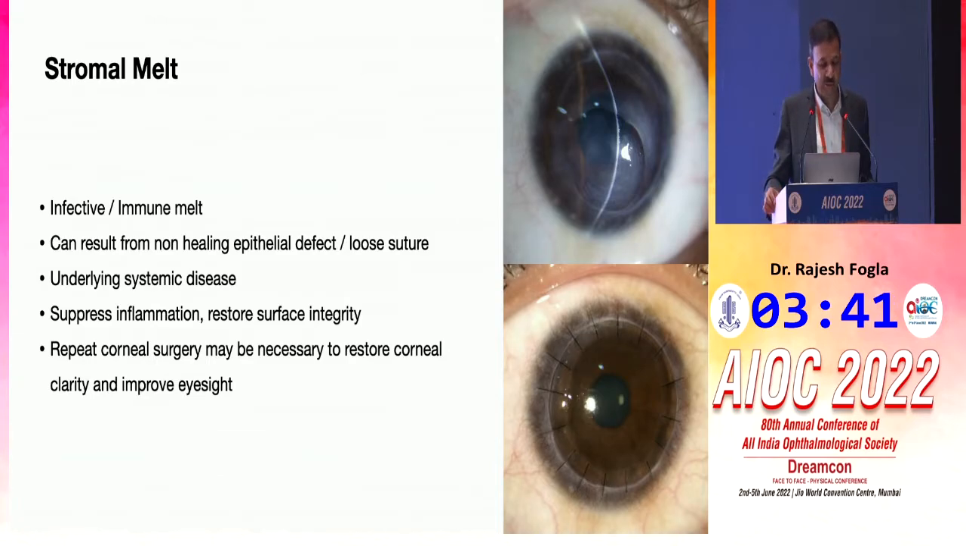You can get stromal melt, which can be infective or immune melt. It can result from a non-healing epithelial defect or loose sutures which have not been removed. Underlying systemic disease should be ruled out, especially collagen vascular disease. You need to suppress the inflammation and restore the surface integrity by doing amniotic membrane transplantation. And once that is done, you can think about doing a repeat corneal surgery. Like in this patient who presented with corneal melt and corneal thinning after lamellar keratoplasty, we were able to go back and do a repeat lamellar keratoplasty and improve her eyesight.